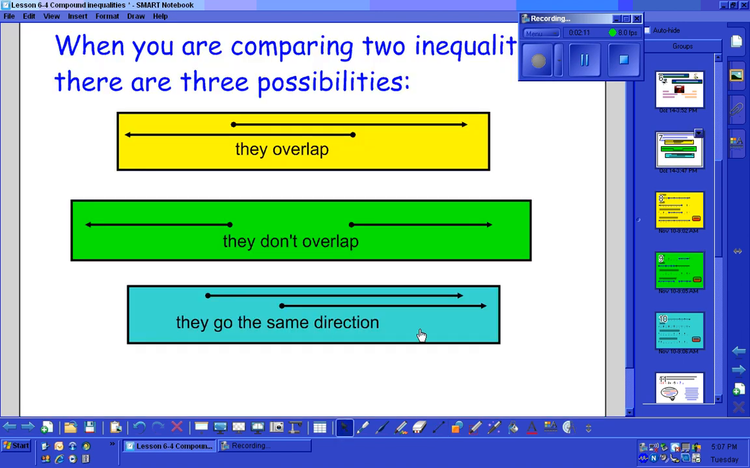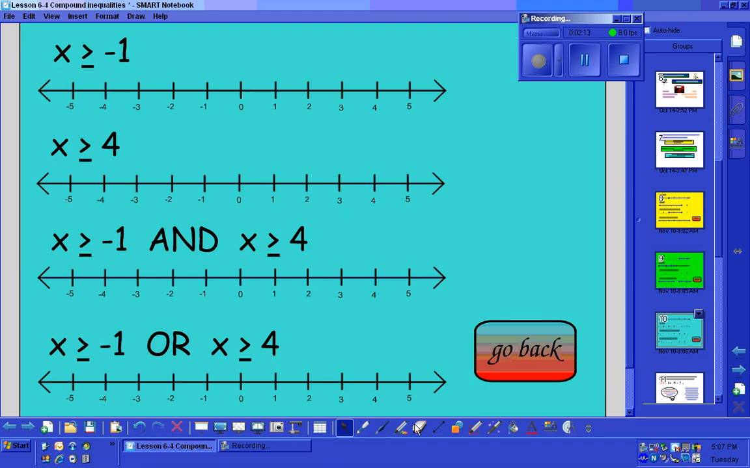Finally, the two lines could go in the same direction. Again, let's graph each of those two lines. X is greater than or equal to -1. X is greater than or equal to 4.